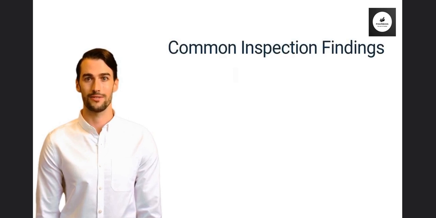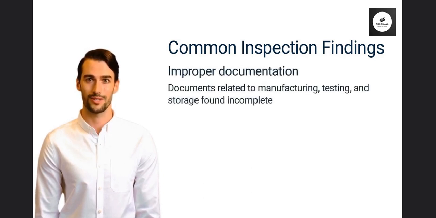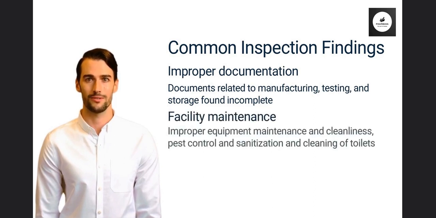Common inspection findings. During the inspection, FDA inspectors will evaluate the compliance with the FDA regulations and try to find the issues that can affect the quality of the product. The findings of inspection may vary with companies and inspectors, but the following are the common findings that you should be aware of. Improper documentation is the most common finding. Inspectors will review the documents to ensure that they are accurate and up to date with the regulatory guidelines. Documents related to manufacturing, testing, and storage must comply with the regulatory norms.